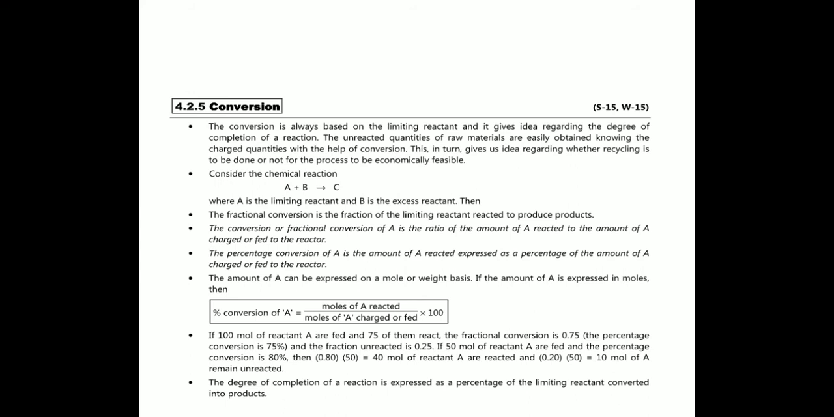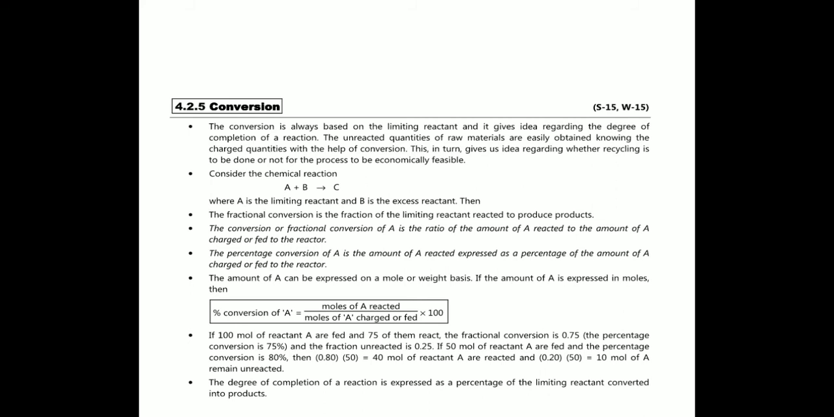Then percentage conversion of A is the amount of A reacted expressed as a percentage of amount of A charged or fed to the reactor. So the percent conversion of A is equal to moles of A reacted over the moles of A charged or fed, into 100. It is always expressed on a mole or weight basis.